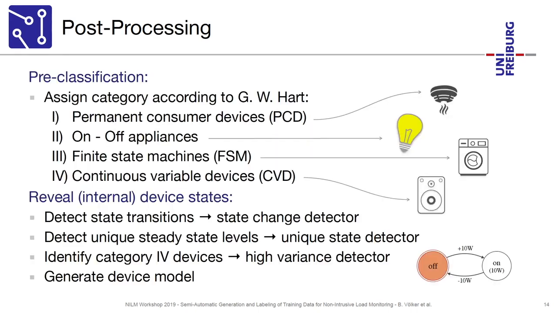This post-processing step is basically doing two things. First, it tries to classify the connected device into one of the four categories introduced by Hart. I think you all know them. And secondly, it tries to reveal internal device states. Therefore, we utilize a state change detector to get the time in the signal when the state change occurred. We also try to get all the unique states, so we make something like a clustering analysis of all the seen steady states. And to also recognize these category 4 devices, we use a high variance detector. At the end, we can also generate out of the data such an appliance model, as you can see here for a simple on-off device.